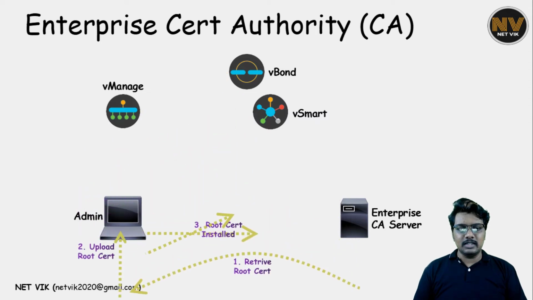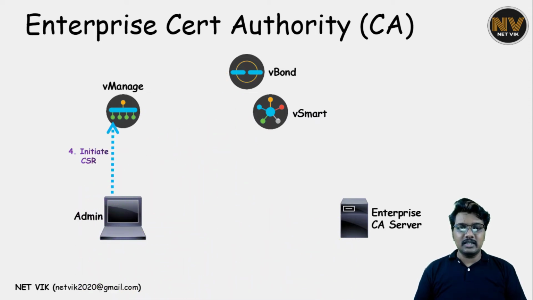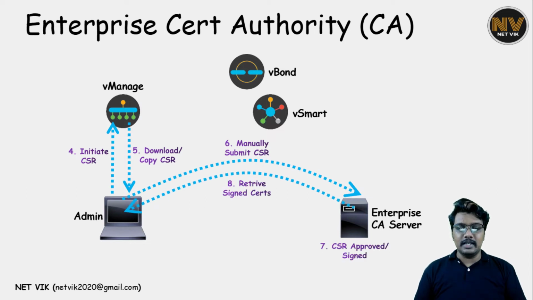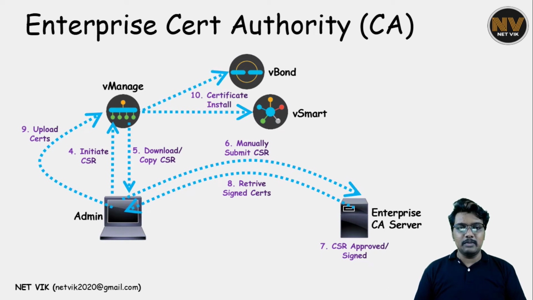The next stage is the administrator initiates the CSR. It can be either for the vManage, vBond or vSmart, and he downloads a copy of the CSR, submits it to the enterprise CA, gets it approved and retrieves the signed certificate, uploads it back to the vManage, and if it is for the vBond or vSmart, it will be shared to them by the vManage.